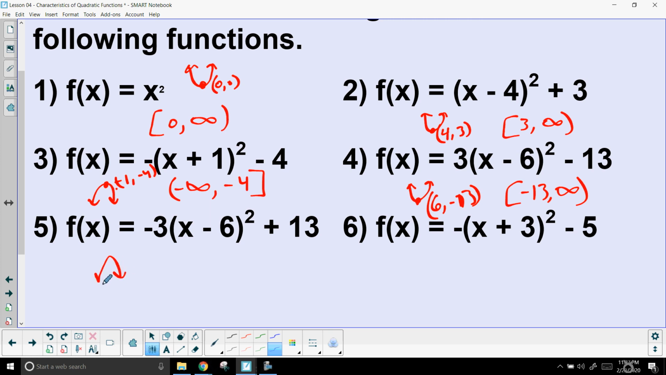(6, 13), since it's opening down, negative infinity to 13. Put a bracket around it.